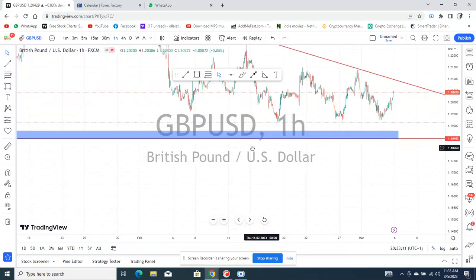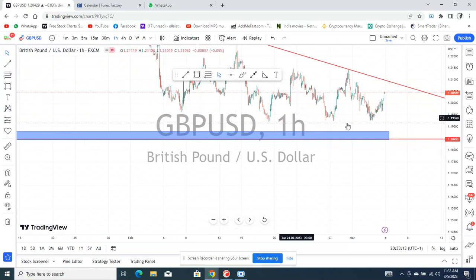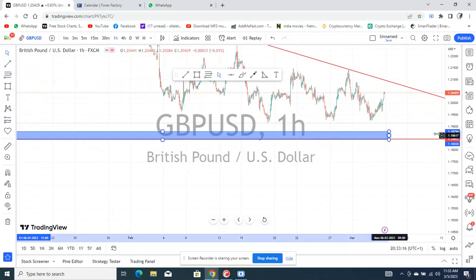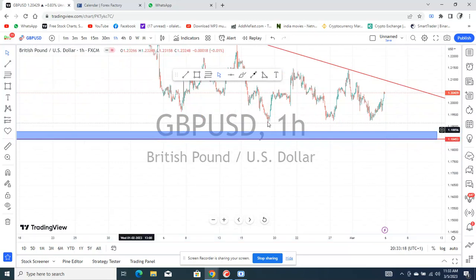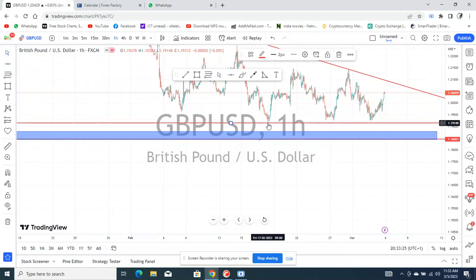So here now, this is a key level of support. If you notice, here is another key level of support in which price fails to break. But I'm still expecting the price to react to this one. Around this one is the key level of support. Now, what am I expecting? I'm expecting GBP USD to do something like this.